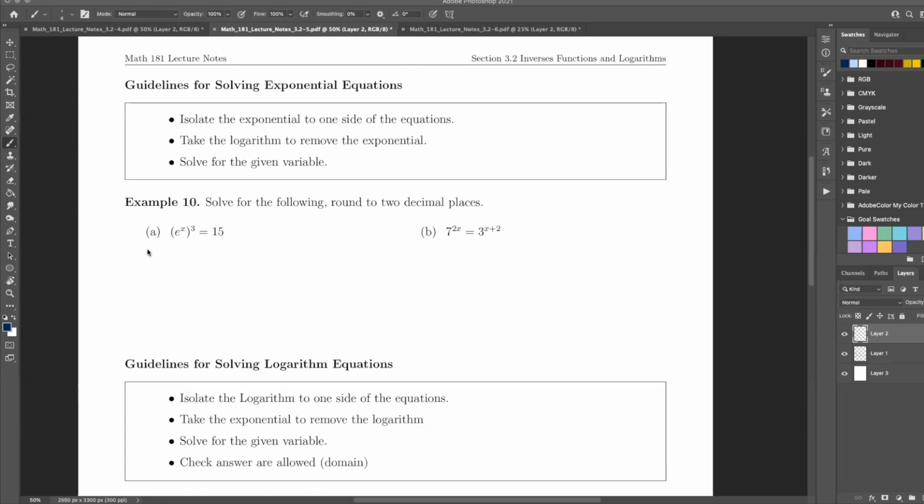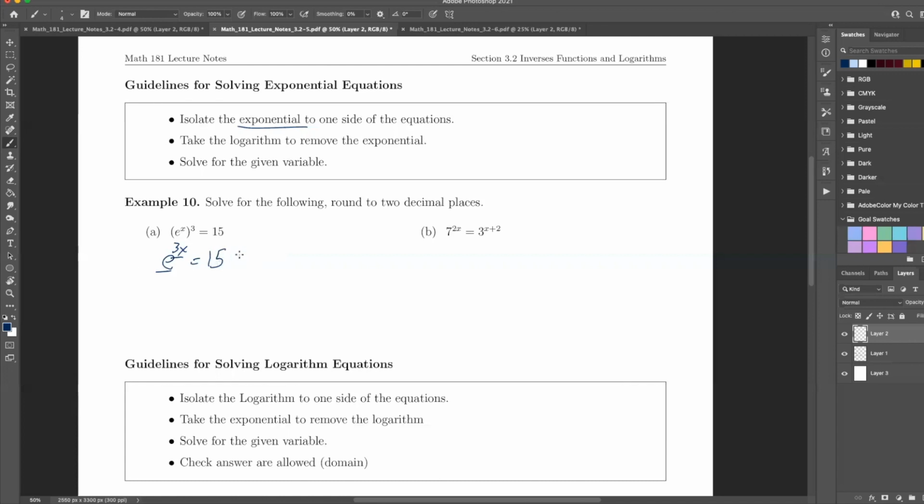All right, so let's just go on through this. We're going to isolate the exponential to one side of the equation. Here I have e to the x to the third power equals 15, so I want to isolate this to one side of the equation. I'm going to go ahead and multiply this in, so this becomes 3x equals 15. Once you have something raised to something here, go ahead and just solve it out.